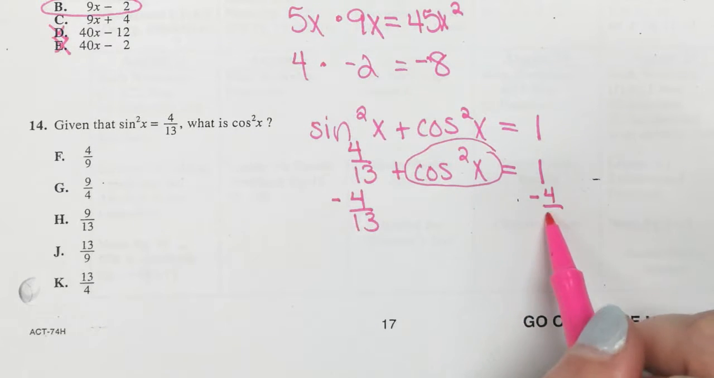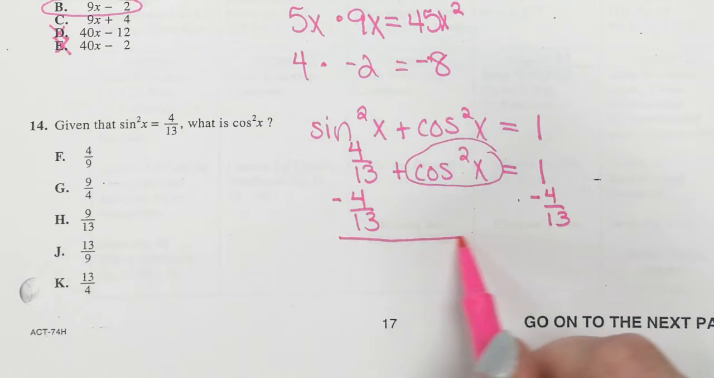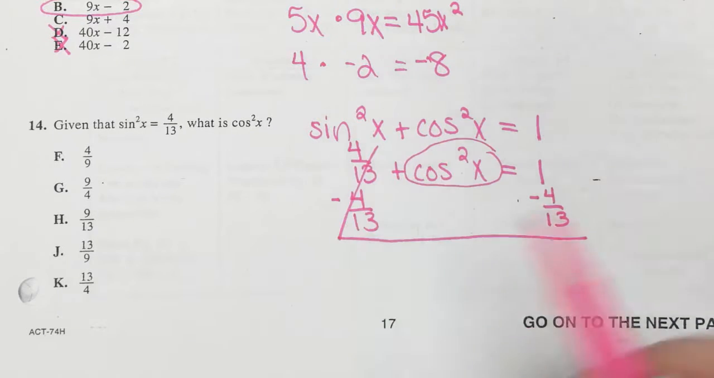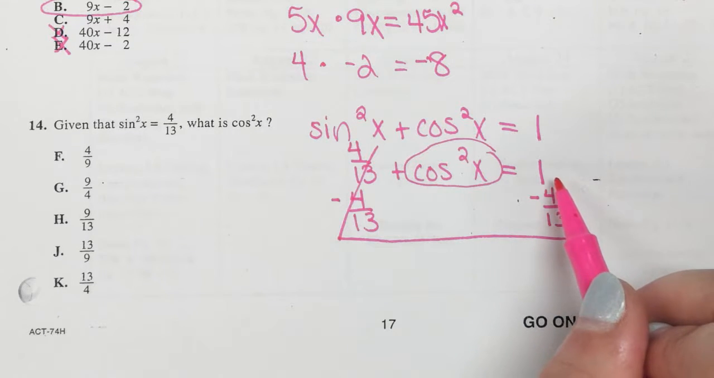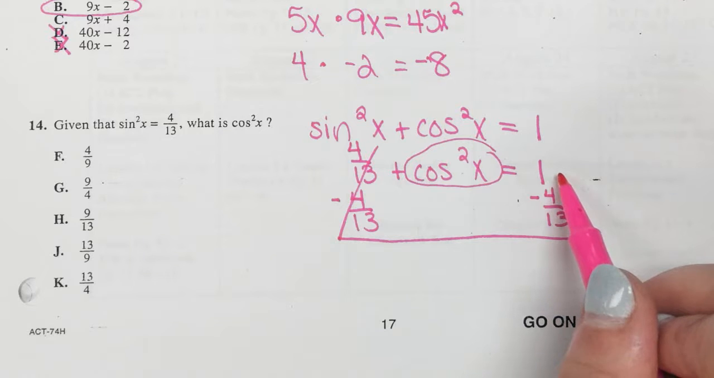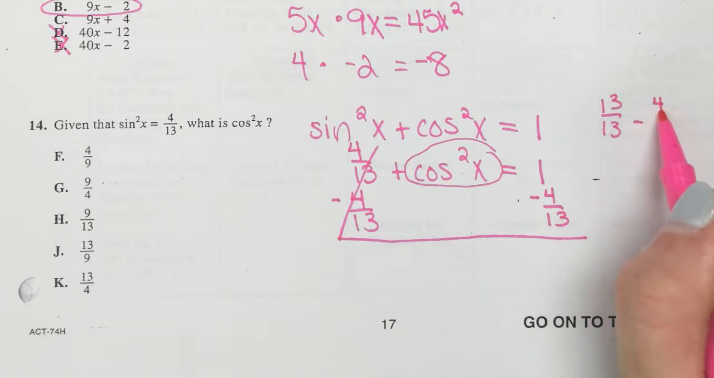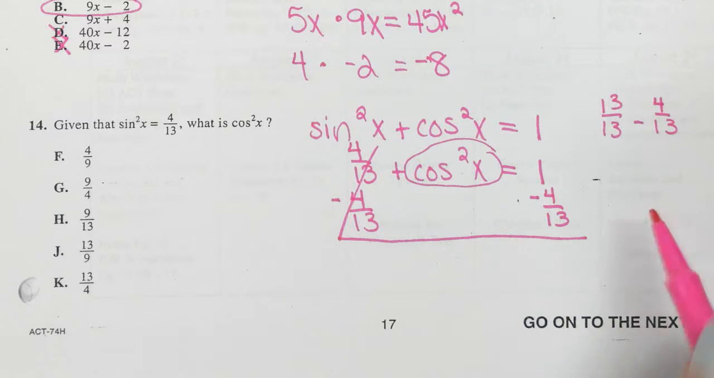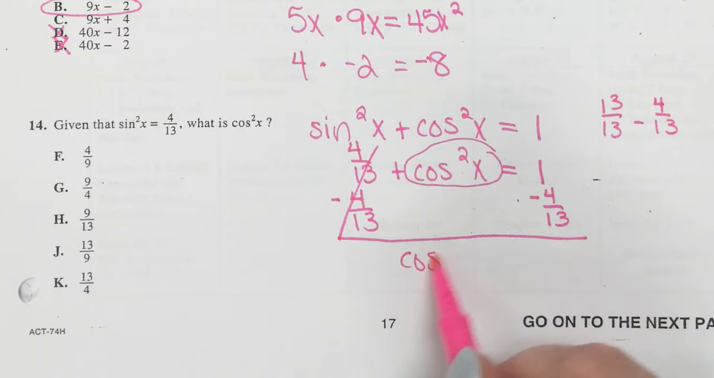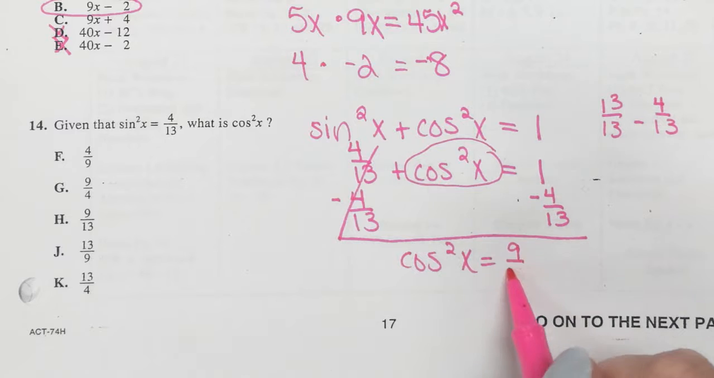And when you subtract fractions, you've got to have a common denominator. So I can change 1 to be what? 13 over 13. There you go. 13 over 13 minus 4 over 13. And what do you get? 9 over 13. So what's your answer? H.